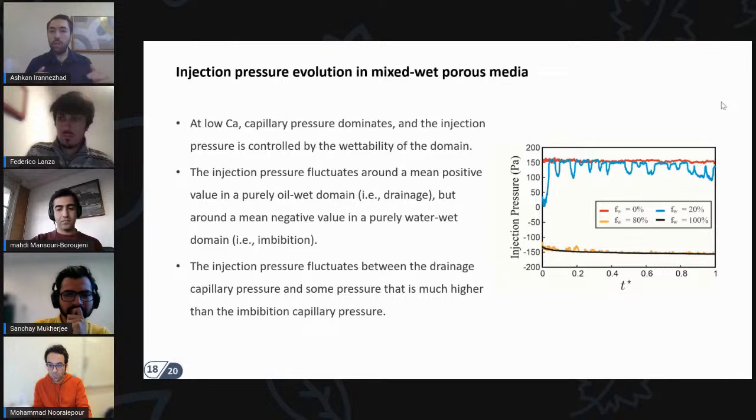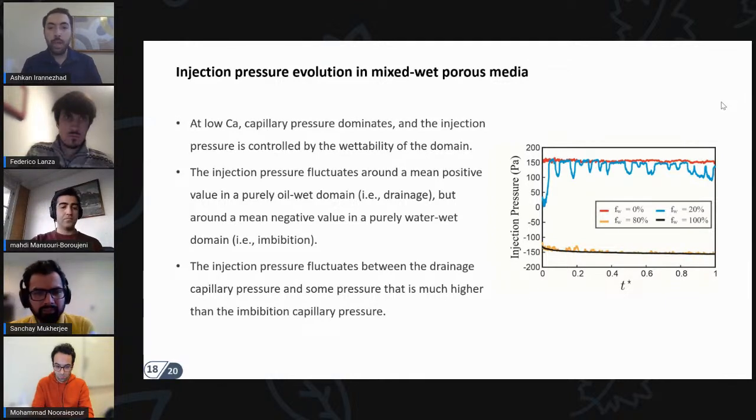pressure. So if you look at the red line and the black line that are representing the oil wet system and water wet system, we can see that the injection pressure is more or less constant during the process, and it just very shortly fluctuates around a mean value that is positive for the oil wet system and negative for the water wet domain due to their capillary entry pressure.